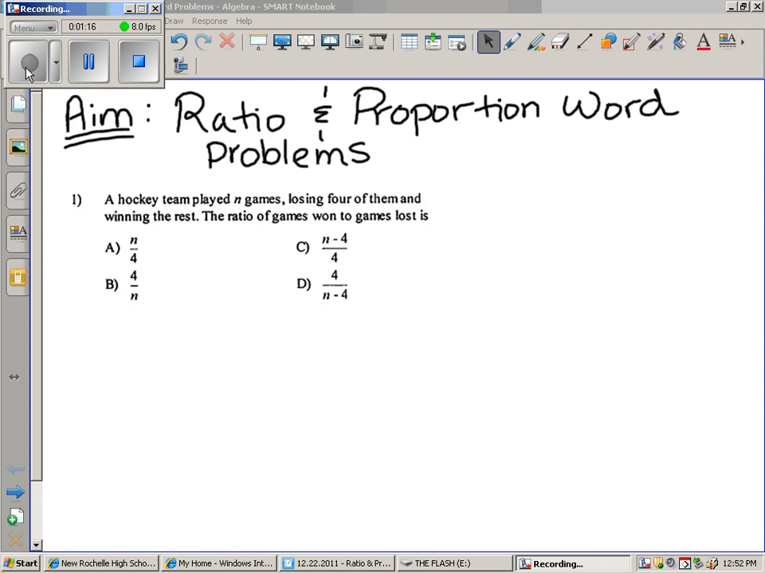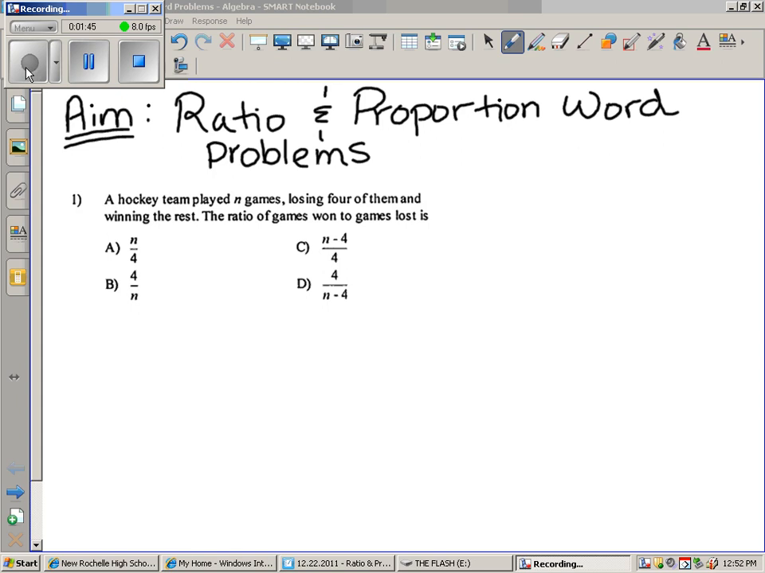I'll give you another example of things to compare. People with long hair to short hair. We've got boys to girls. How about teachers to students? How much rice to water, cooking rice to water. Okay.